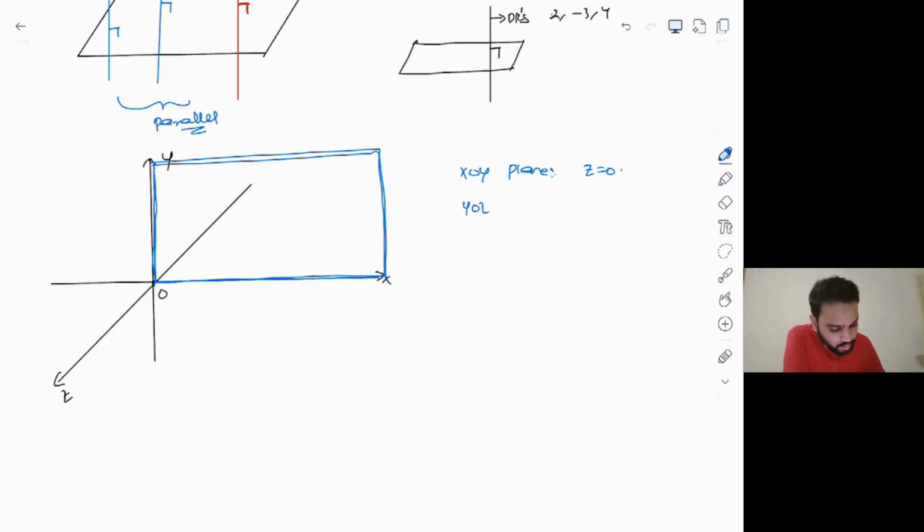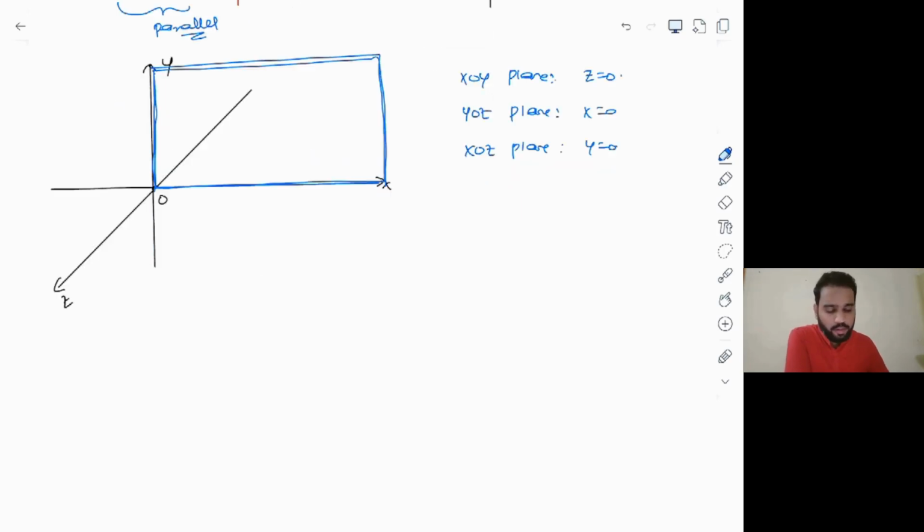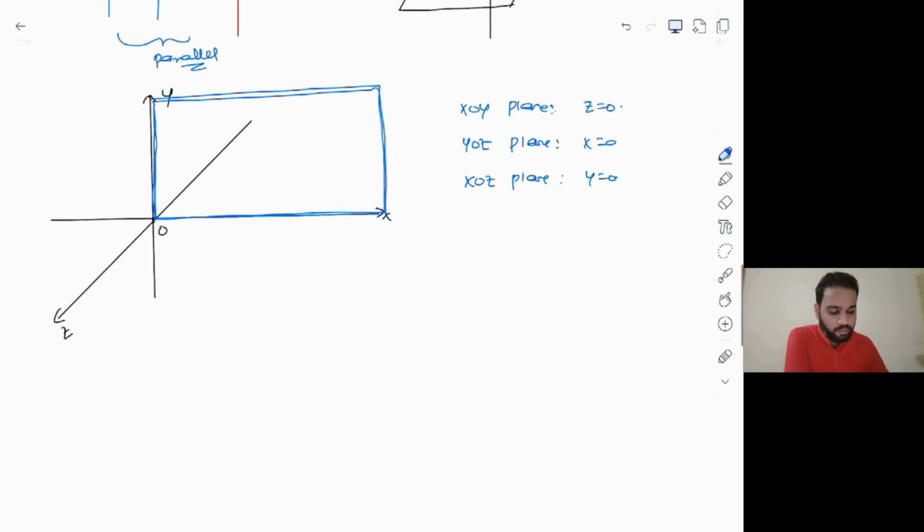In the similar way, when we have the YOZ plane, its equation is given by x is equals to 0. And then one more basic plane is the XOZ plane. So the equation of the XOZ plane is given by y is equals to 0. So these are the three basic planes that we know when we look at the coordinate system, that is the XYZ axis here.